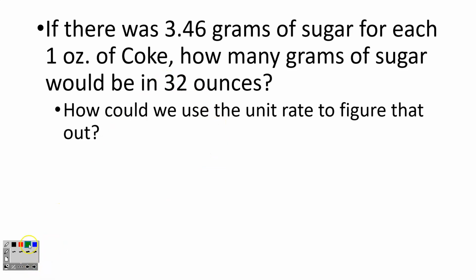So here's an example of what we could do. There was 3.46 grams of sugar for every 1 ounce. We want to know how many grams of sugar would be in 32 ounces. We want to keep things consistent, so we did grams of sugar over ounces. We put that 32, which is my ounces, in the same place as the 1. And this is my unknown, so we don't know what this is.